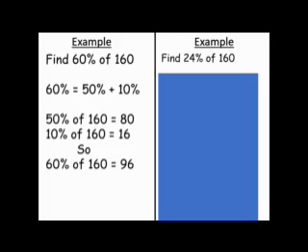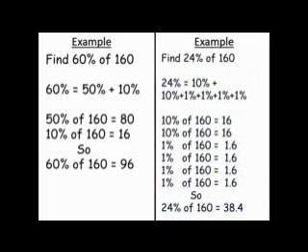Here in our final example, we have 24% of 160. So 24% is 10% plus 10% plus 1%, 1%, 1%, 1%. 10% of 160 equals 16. 10% of 160 is 16, so that's 20%. Then 4 1%, which is 1.6. Combining them together, so 24% of 160 is 38.4.